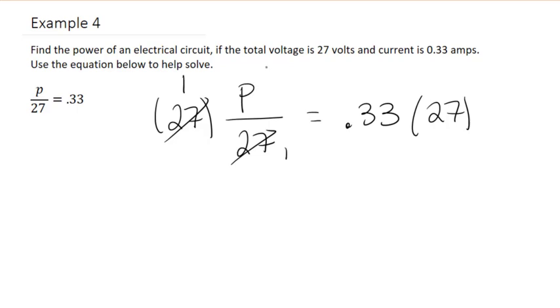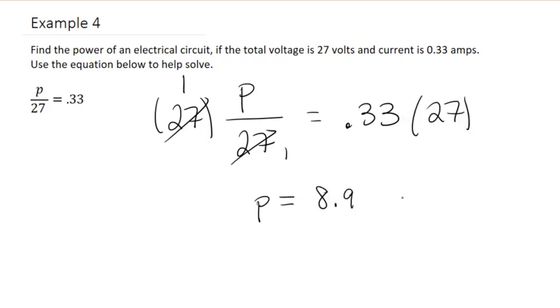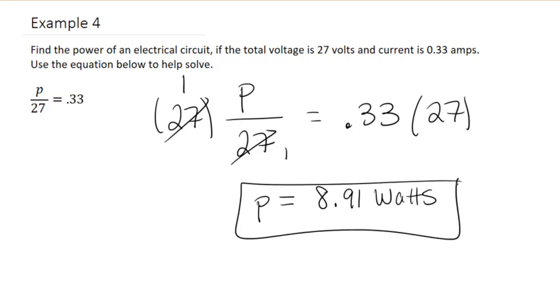So now we have P on the left-hand side, and let's get our calculator out. So we have 0.33 times 27, which is equal to 8.91. And this is in watts. So this would be our final solution.